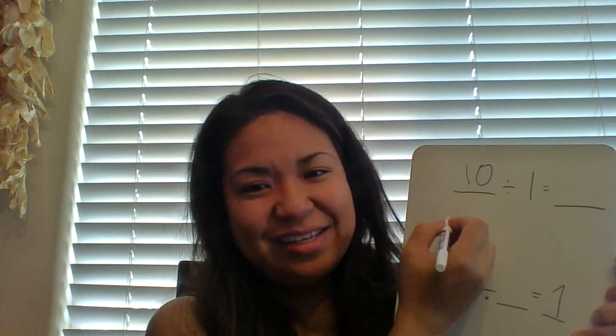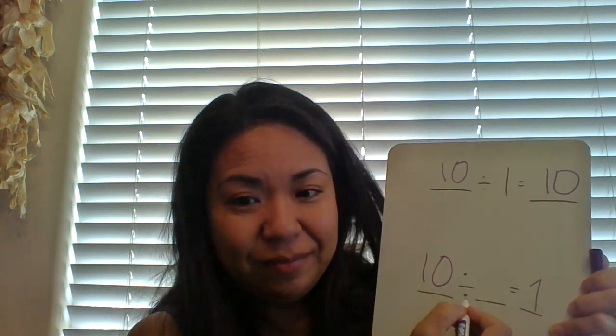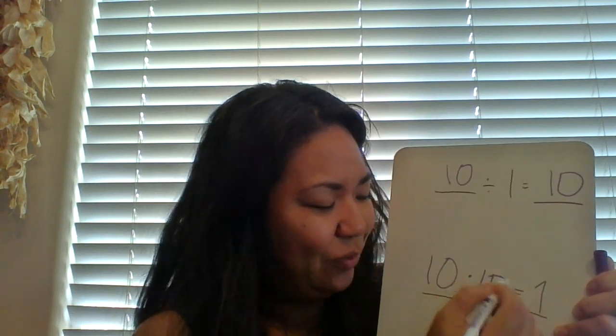Nice job. Let's try a different one. Let's go with 10. 10 divided by 1 is 10. Very good. 10 divided by 10 equals 1. Very nice. We'll do one more. Let's do one number less. Let's do 9.